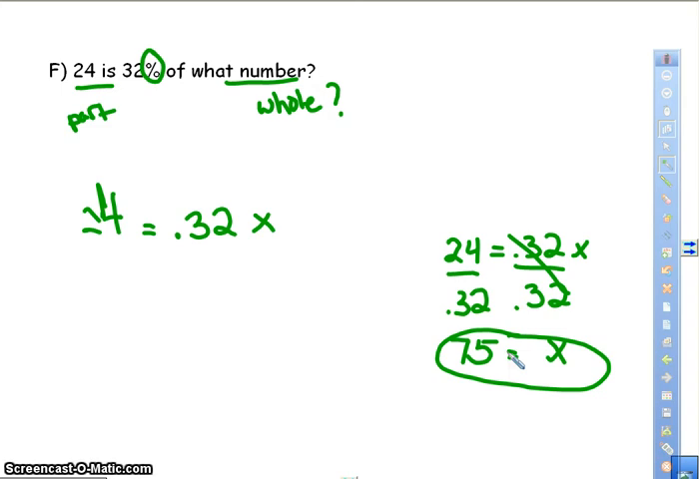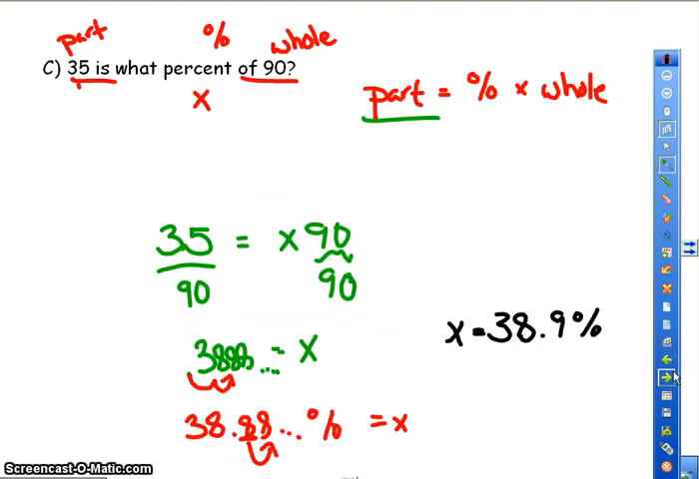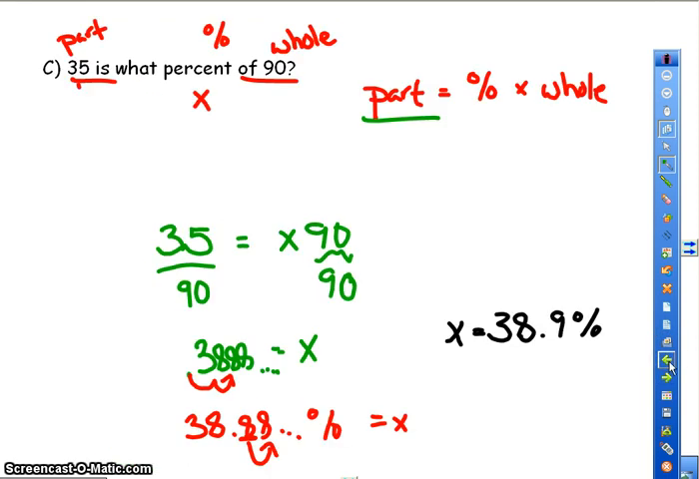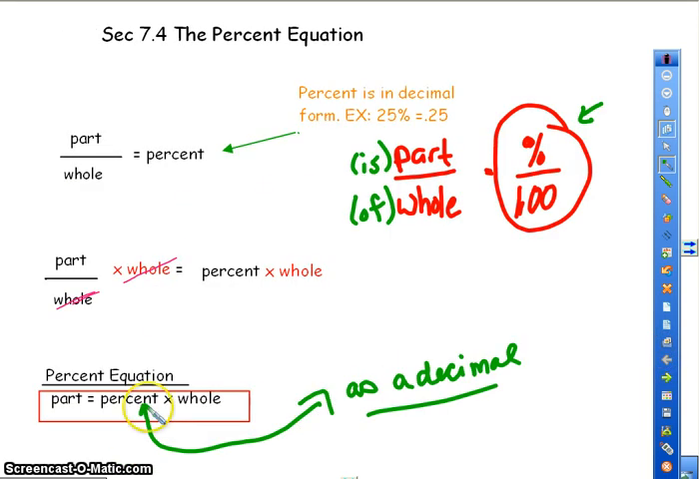As always, if you have questions about how to set these up, you can watch it again tomorrow when Mr. Kohlinger and I teach it. If you have questions, make sure you ask. Remember, you're using your percent equation now, so you have to write your equation, and then find your answer, solving using properties of equality. The rule is to always make sure you change that percent to a decimal. So it's the part equals the percent as a decimal times the whole.